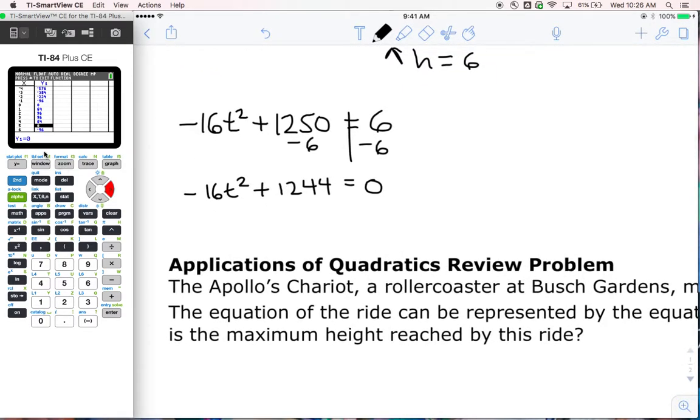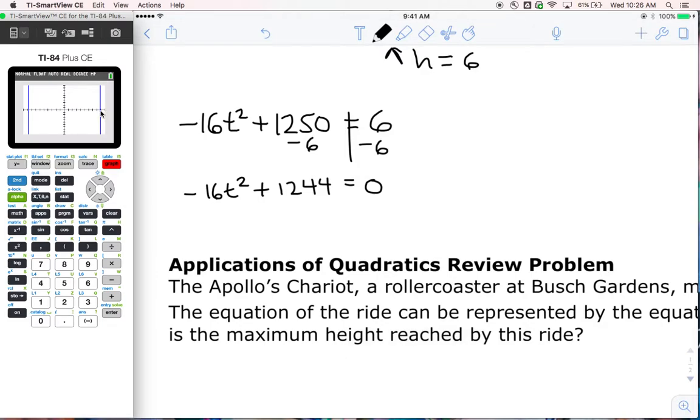Okay, now I'm going to use my calculator, because if my calculator can answer this for me, it totally should, because that's awesome. So we have 1244, no x though, right? This does not have t on it. Let's take a look at my graph. Here we go.